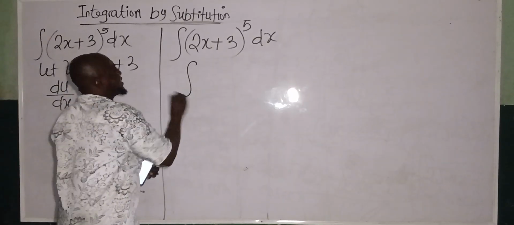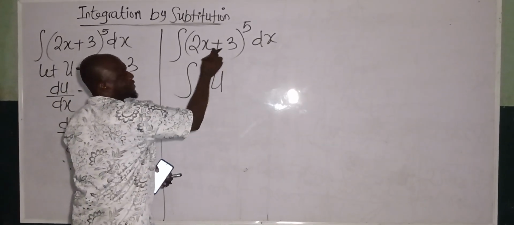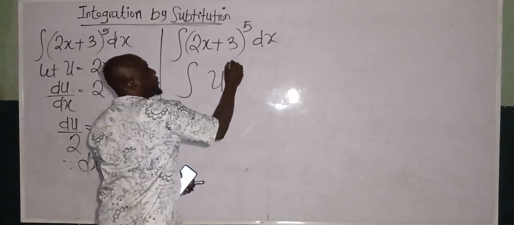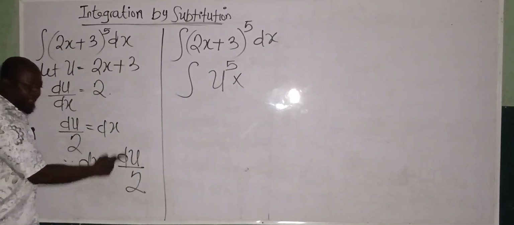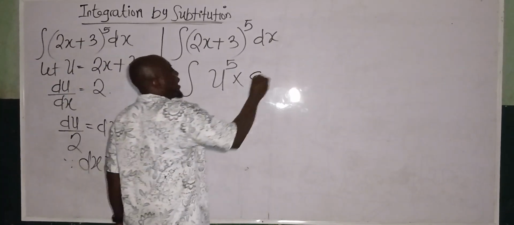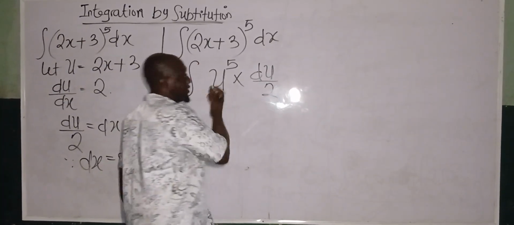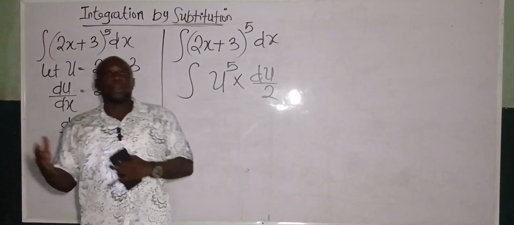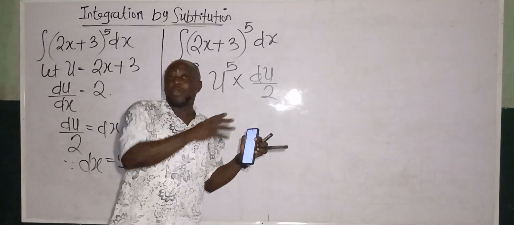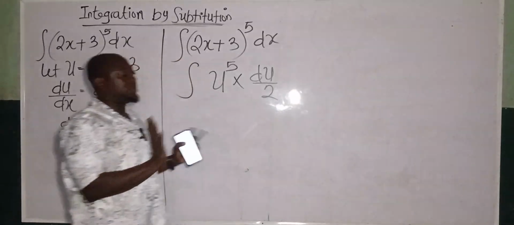So I will now say the integral of u, having introduced u there, raised to the power of 5, times what is my dx from the beginning? My dx here is du over 2. So I have this over this. Look at it. We have now substituted the value of all the x. We have taken them out and introduced u there.